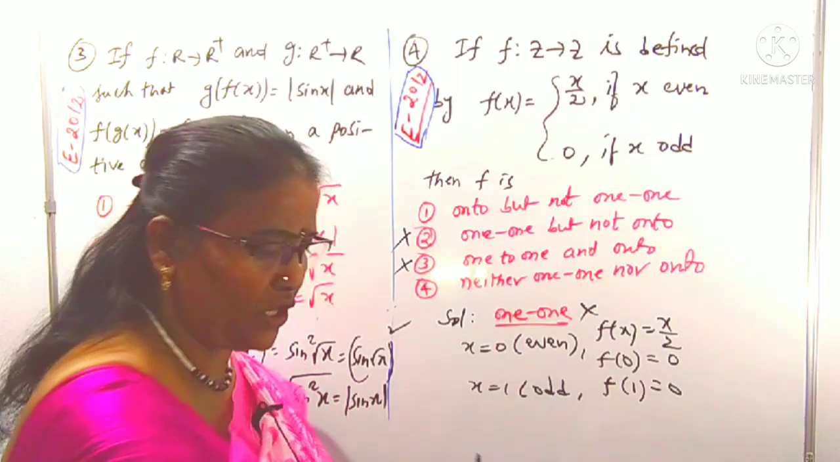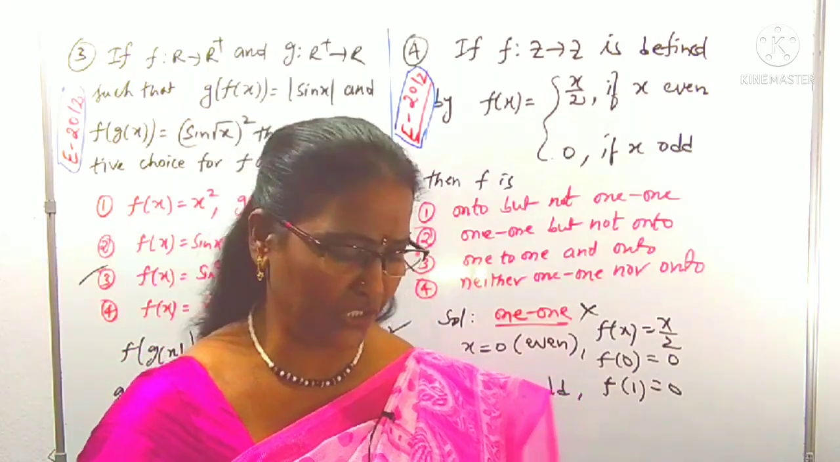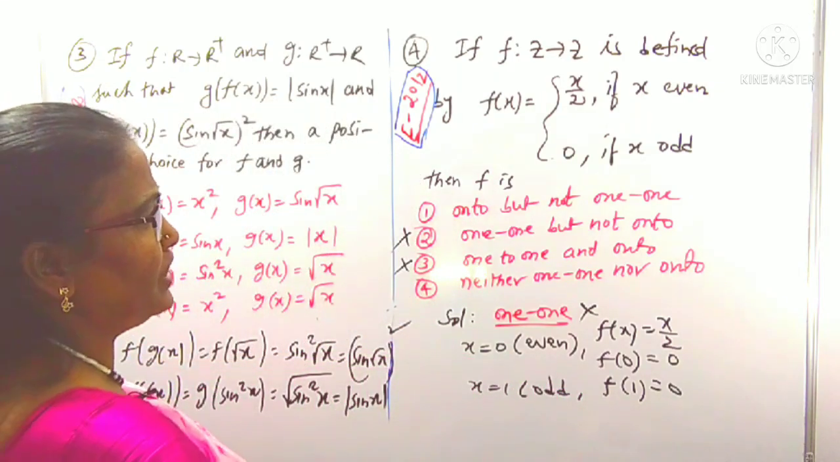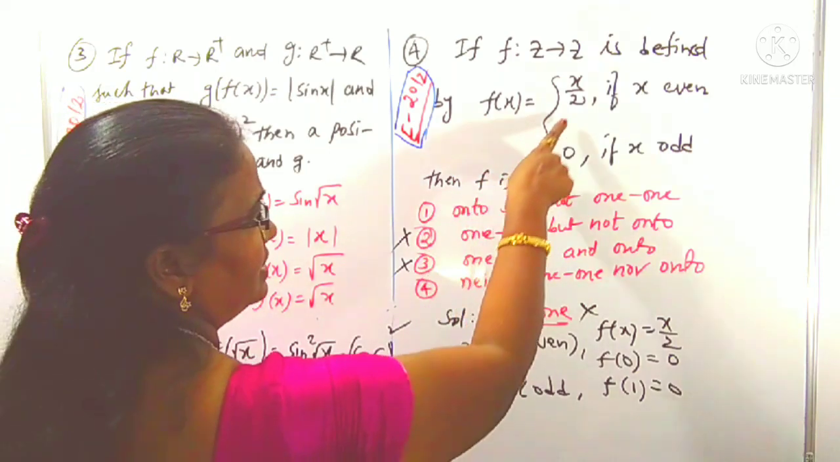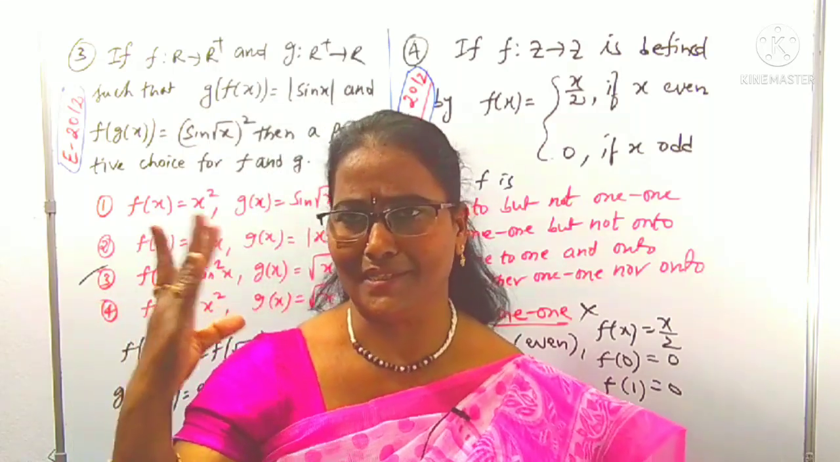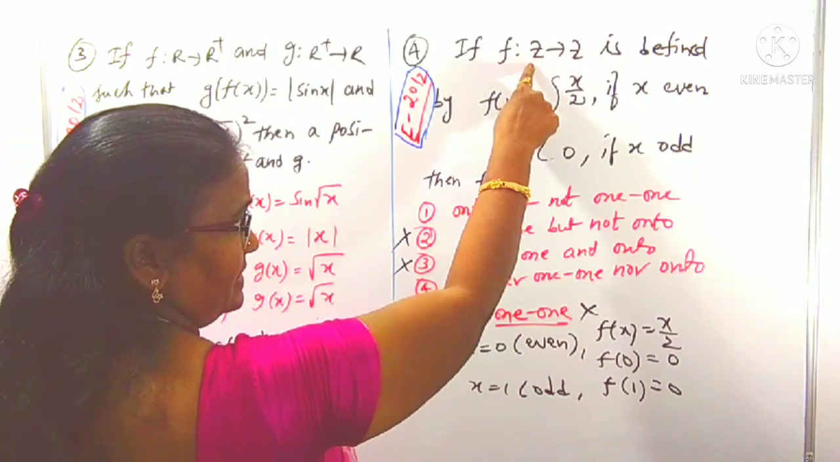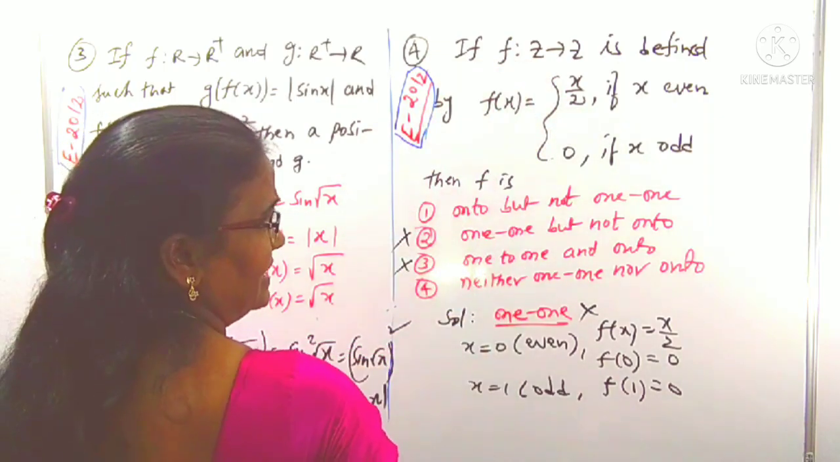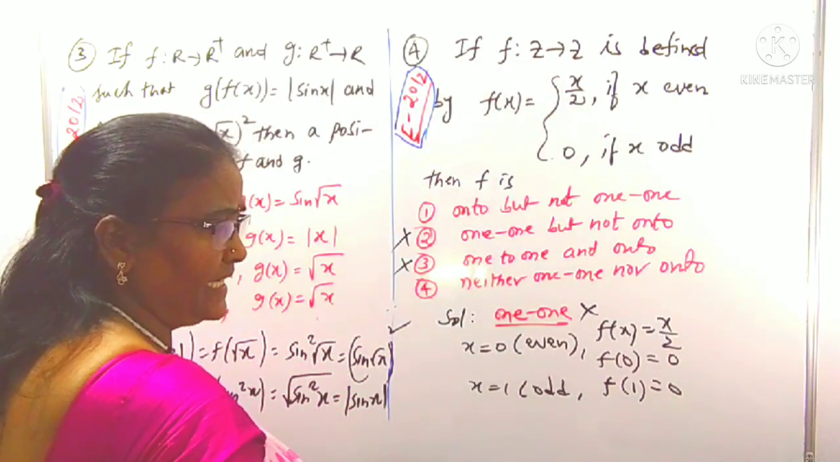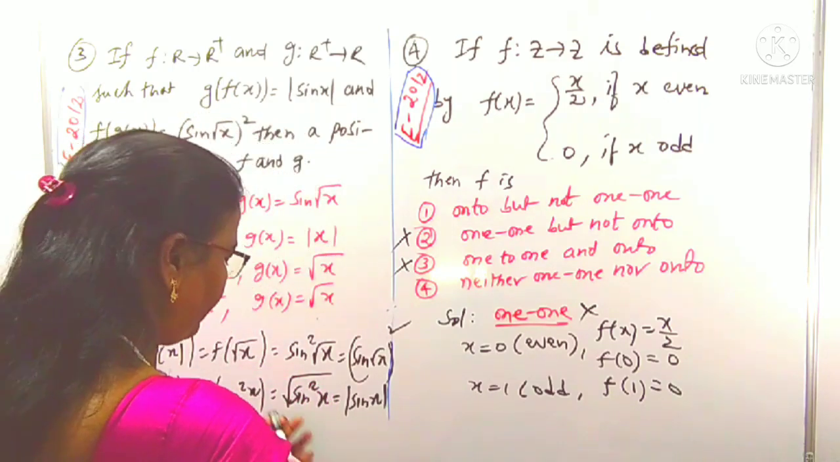Now you have to check onto also. In the onto case, we have to observe that range is equal to codomain. Range, how can you find it? You know already the x values are even values, meaning 0, 2, 4, 6, etc. Maybe negatives also, because here Z is there. Z can take integers, maybe negative or positive also.